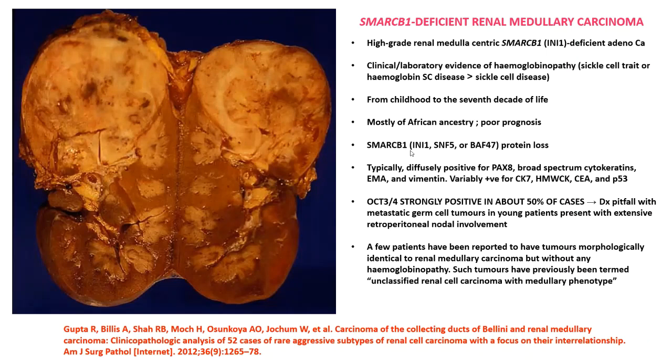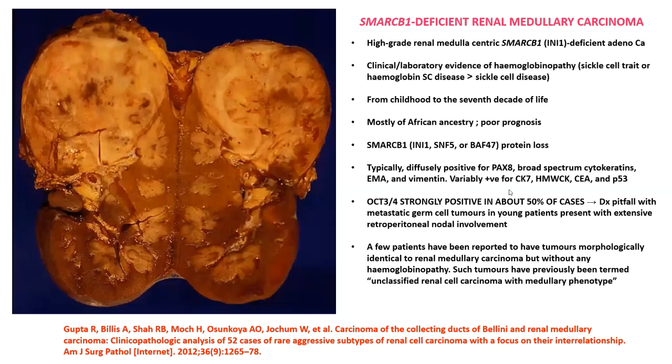The characteristic definitional feature is a deficiency of the SMARCB1 gene-associated protein, that is the SMARCB1 protein. This protein is also variably known as INI1, BAF47, or SNF5. Now, these tumors are diffusely positive. They usually look like a high-grade adenocarcinoma on histology, and they're diffusely positive for broad-spectrum keratins, EMA, PAX8, and vimentin.